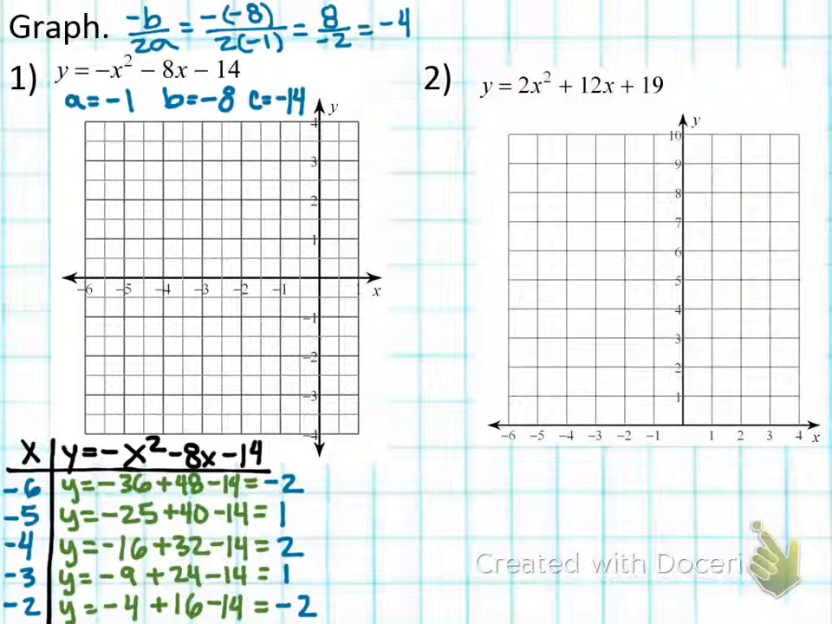Okay, then just like yesterday, I'm going to use these x and y coordinates to plot the points on my graph and draw the curve. So I have these 5 points: negative 6, negative 2; negative 5, 1; negative 4, 2; negative 3, 1; and negative 2, negative 2. And I sketch my curve, and I'm done with number 1.